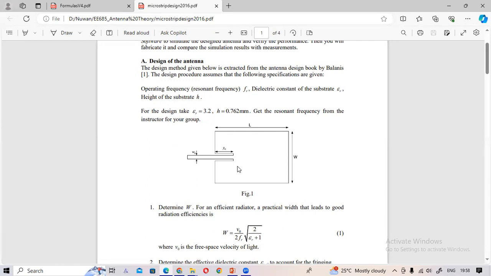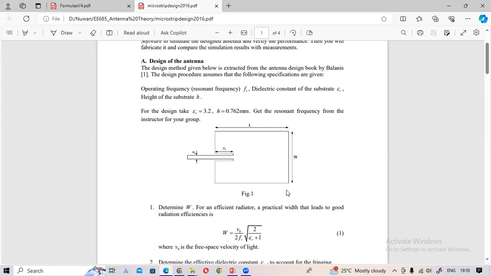This is the antenna, and this is the L side and this is the width side. You have to name this antenna somehow and position it in the same manner. Here the thickness is in the X direction, the length will be in the Y direction, and the W in the Z direction. You can name it as it is.